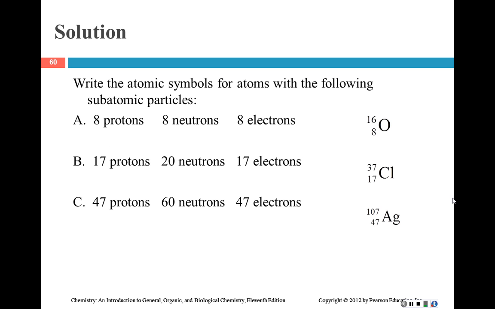All right, outstanding. So element number 8 is oxygen, and 8 protons plus 8 neutrons gives you 16 as a mass. Number 17 is chlorine. 17 plus 20 gives you 37 for the mass. Number 47 is silver, and 47 plus 60 gives you 107 for the mass. Very good.